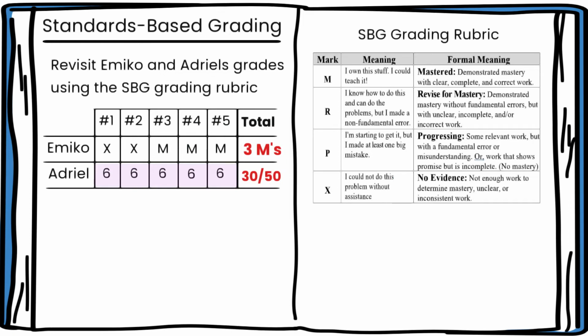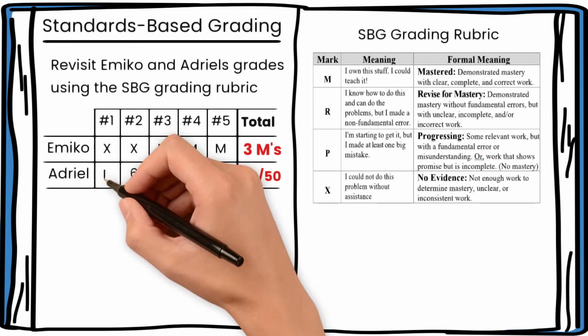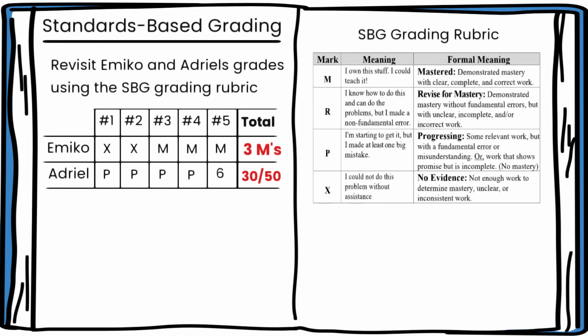Adriel continued to earn 6 out of 10 points, each time indicating that he had shown some relevant work, but must have continued to have a fundamental error or misunderstanding. These 6s would indicate that Adriel had earned P's for this learning objective each time.